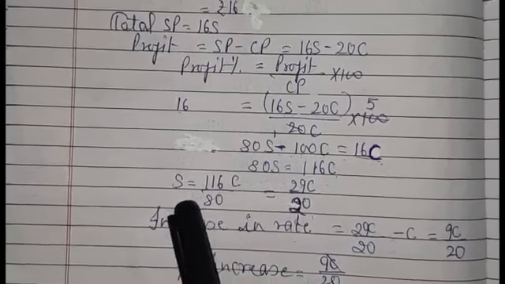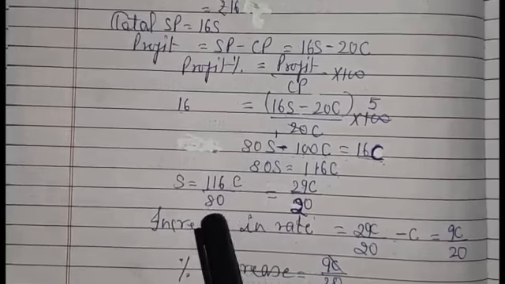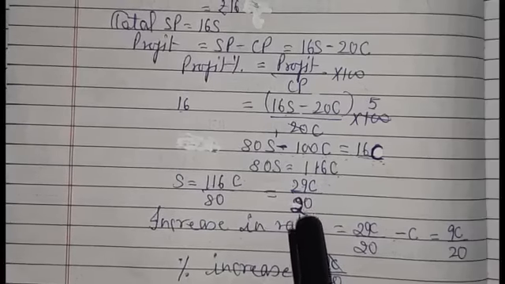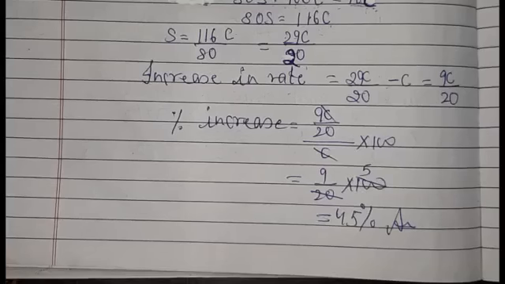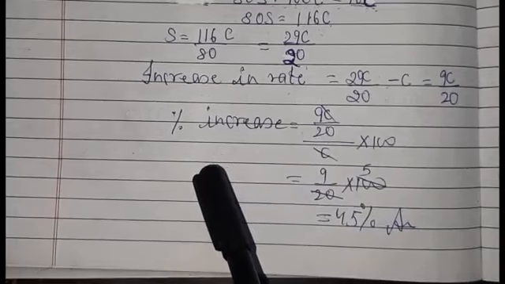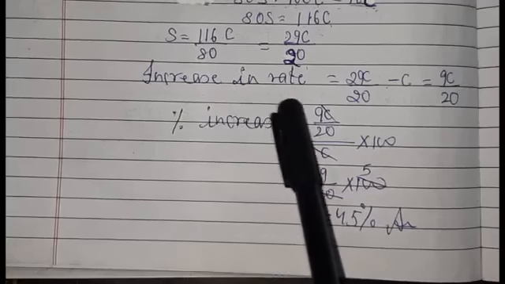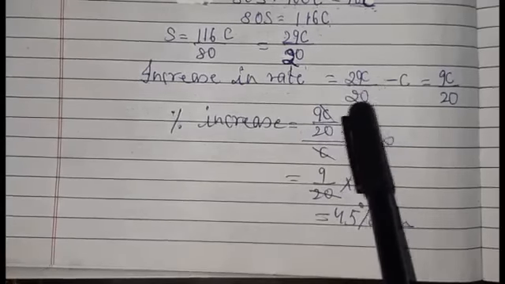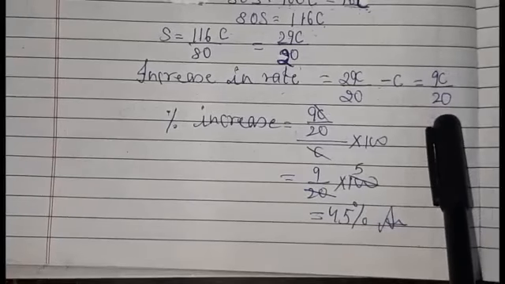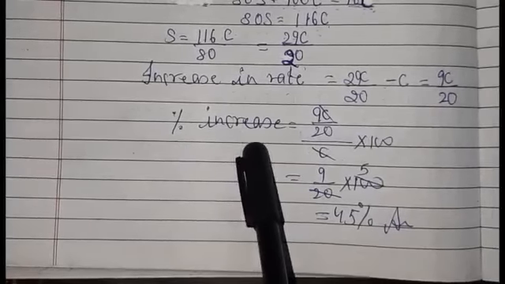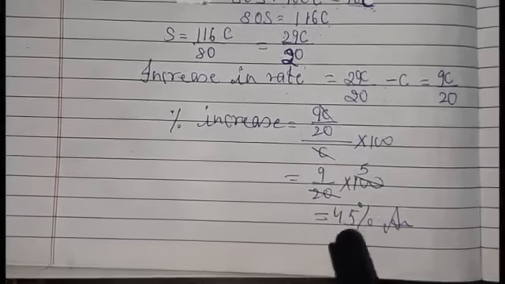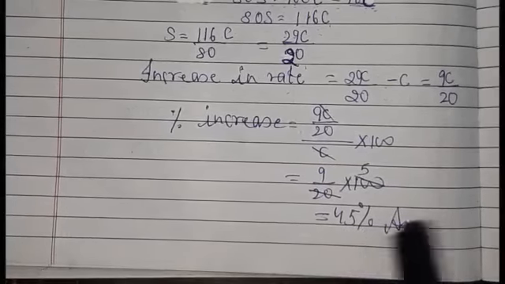When we find the value of S, 116C by 80 will come. When we simplify, S is equal to 29C by 20. Now we have to calculate the percentage increase in rate at which he sold his sweet. So first calculate the increase in rate. It will be 29C upon 20 minus C. When you simplify, 9C by 20 will come. So how much percent increase? 9C by 20 upon C into 100. When we simplify, 45% will be the answer.